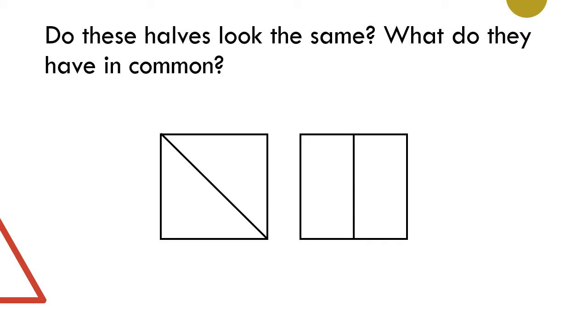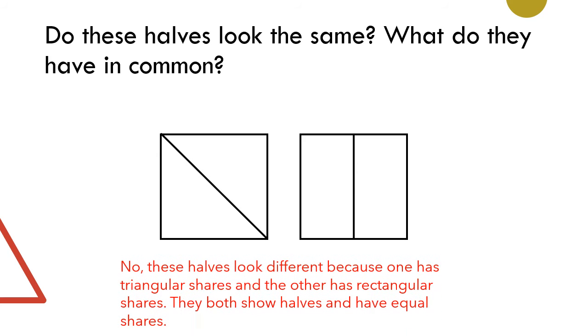No, these halves do not look the same, but they have similarities. So they both are showing halves. However, one is showing triangular pieces and the other is showing rectangular pieces. So they have some things in common, but they don't look the same. They both show halves and they have equal shares.